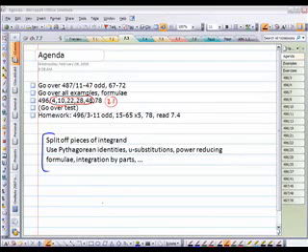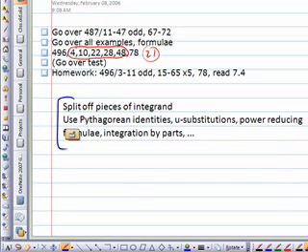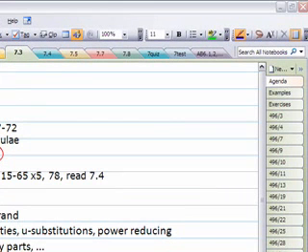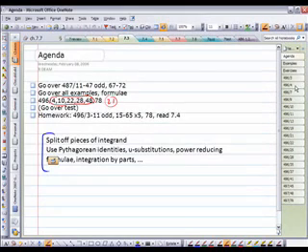I'm going to show some examples of trigonometric integrals. Some general guidelines is to split off pieces of the integrand and use Pythagorean identities with u substitutions, power reducing formulas, integration by parts, different things like that to try to make it integrable. It's kind of like when you used to verify trig identities. You have to try different things out and see what will work for you. So several examples.